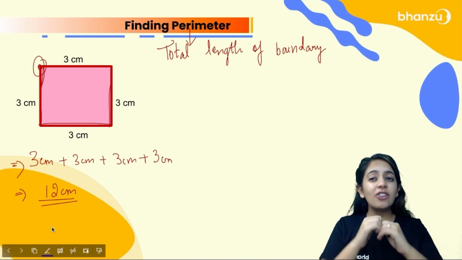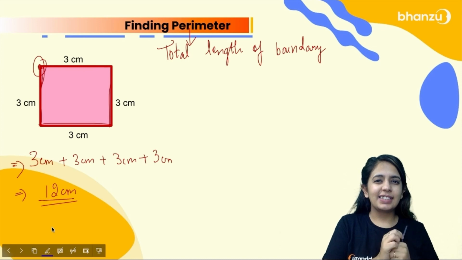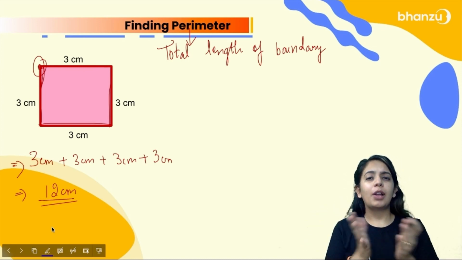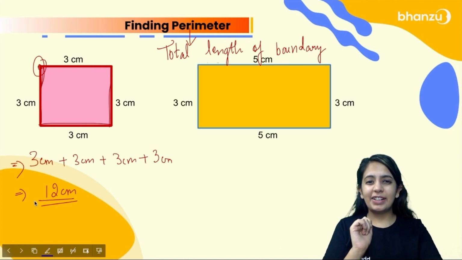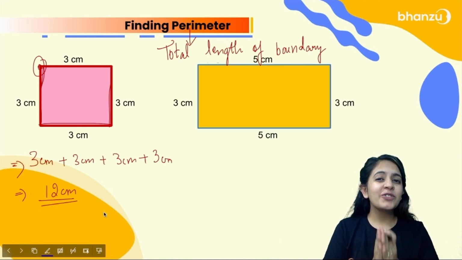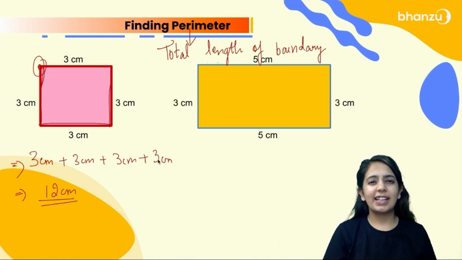Now, what if I stretch this square by a little? Then I'm going to get another shape. And what shape will I get if I enlarge the square? I am going to get a rectangle, right? Okay, so let's try to find out the perimeter of this rectangle now.